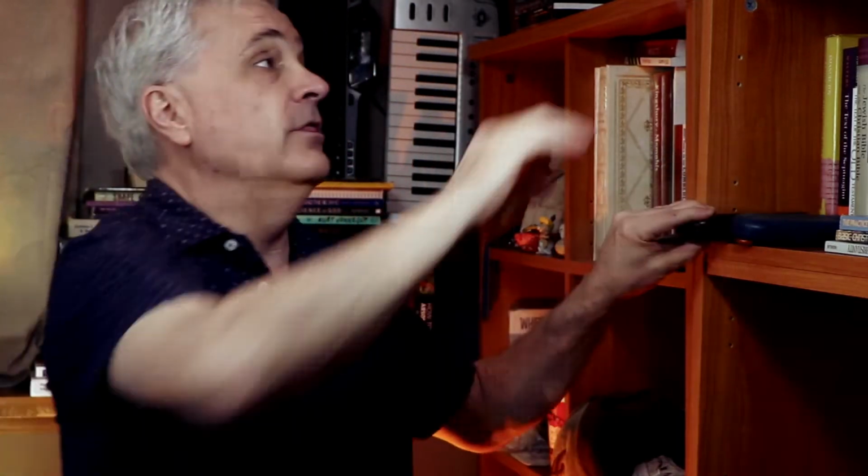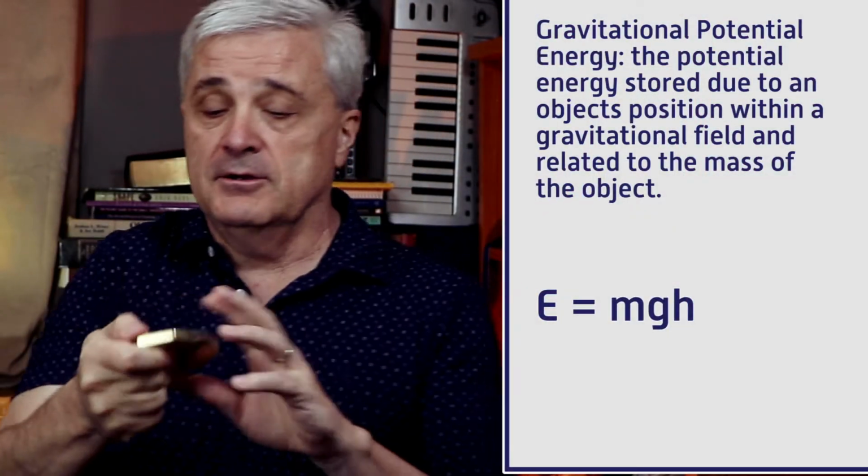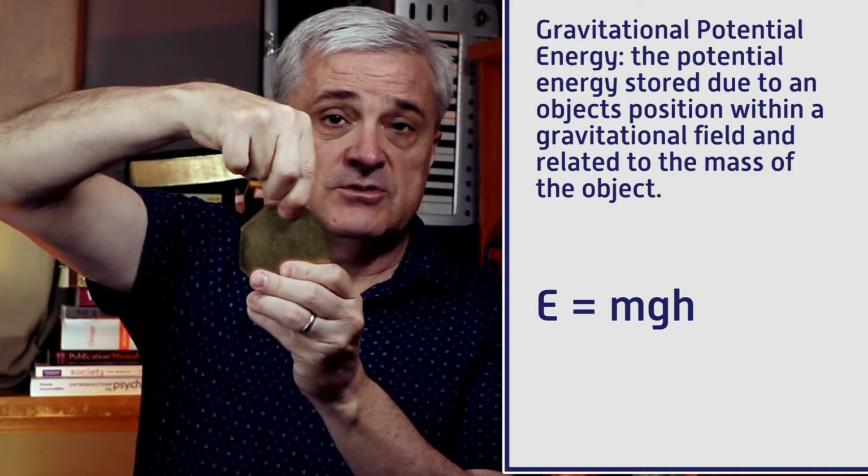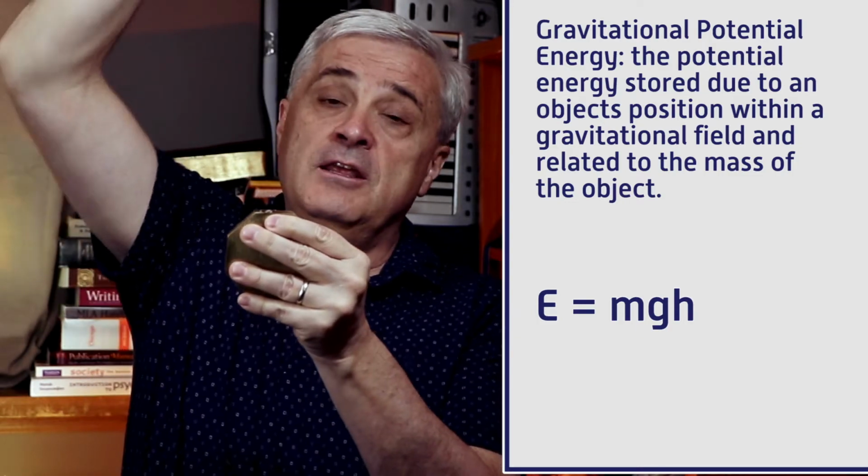So if we were to take an object, this piece of metal, and we were to attach a string to it, then the distance from here to the surface, that is the amount of distance that it could travel, and its weight in newtons is the force that it could apply.